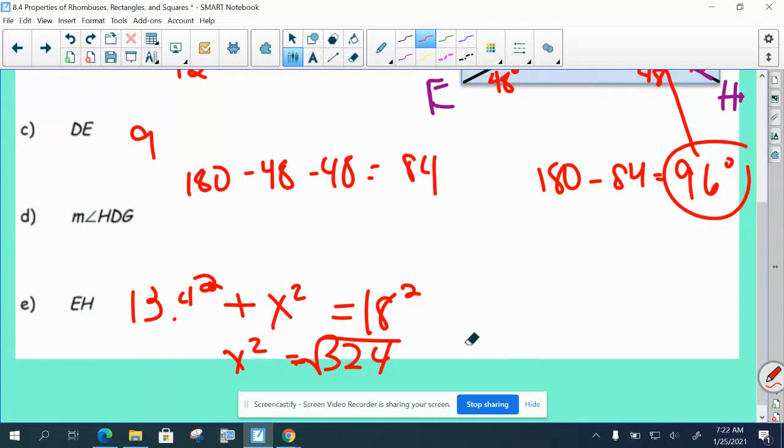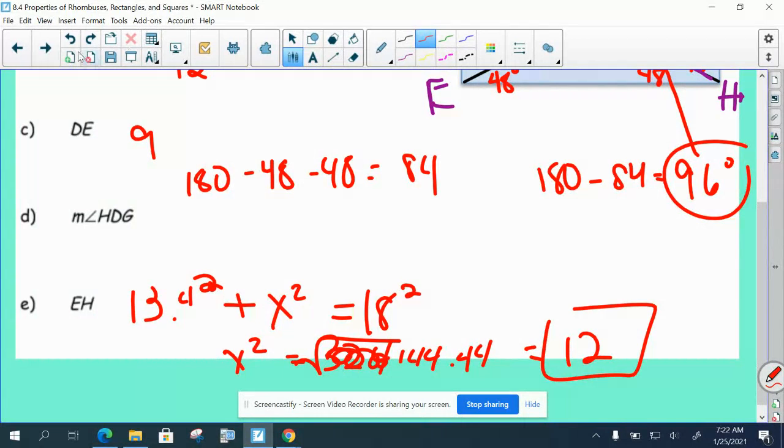You get, oh, that doesn't make sense. What did I do wrong? 18 squared. Oh, I didn't subtract. 18 squared minus 13.4 squared is 144.44. Sorry. You take the square root of that, you get about 12. All right.